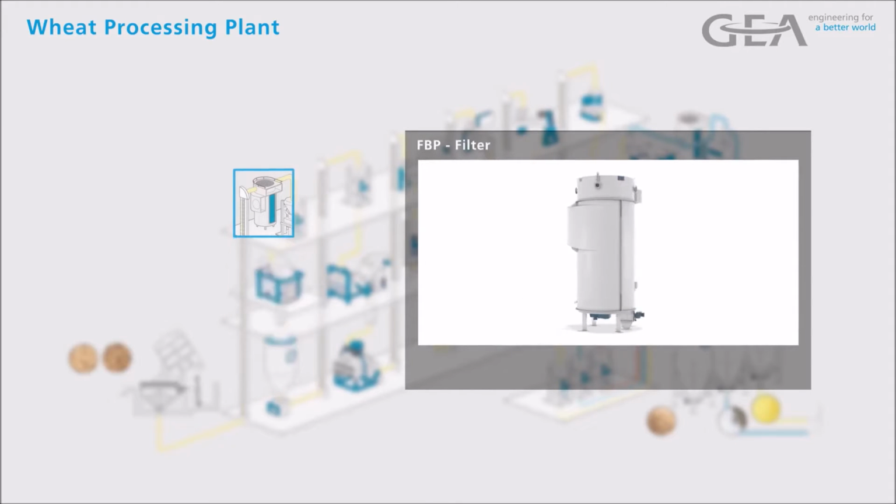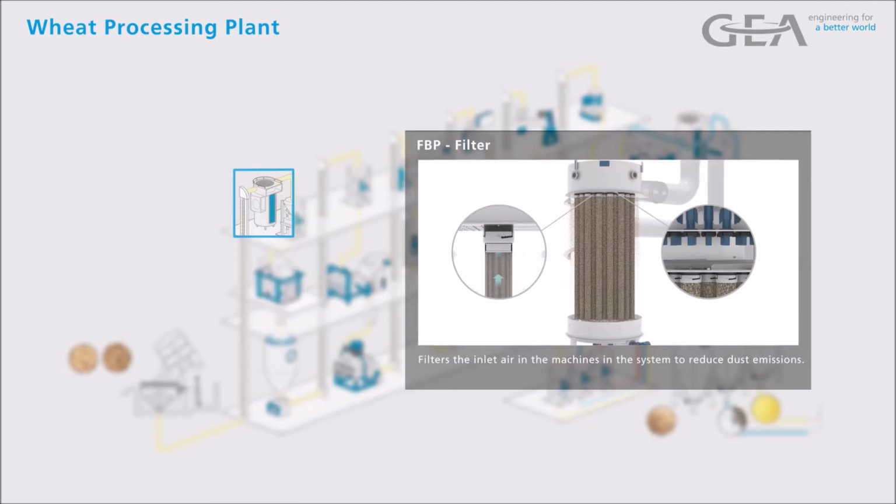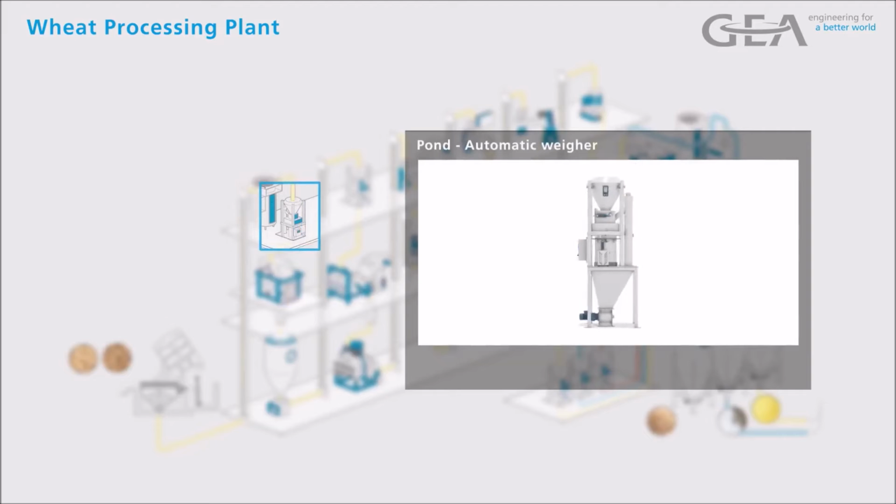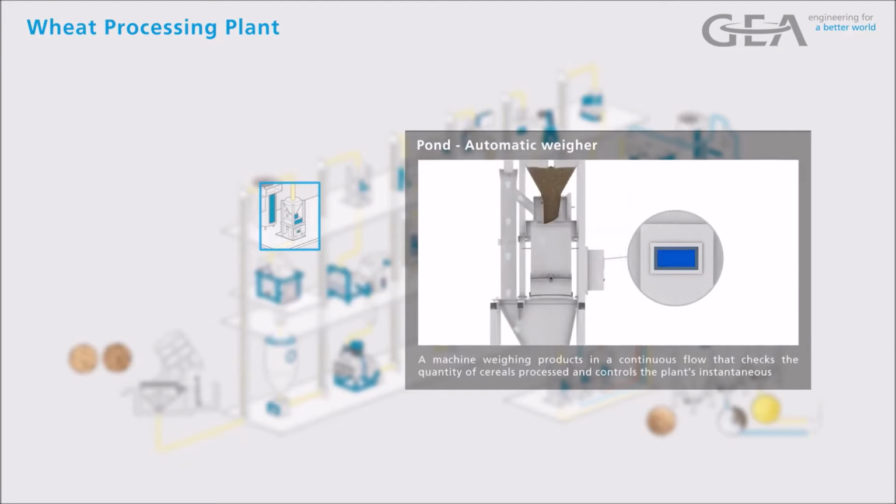FBP filter. Filters the inlet air in the machines in the system to reduce dust emissions. Pond, automatic weigher. A machine weighing products in a continuous flow that checks the quantity of cereals processed and controls the plant's instantaneous production flow. It consists of a tubular weighing bucket resting on load cells.